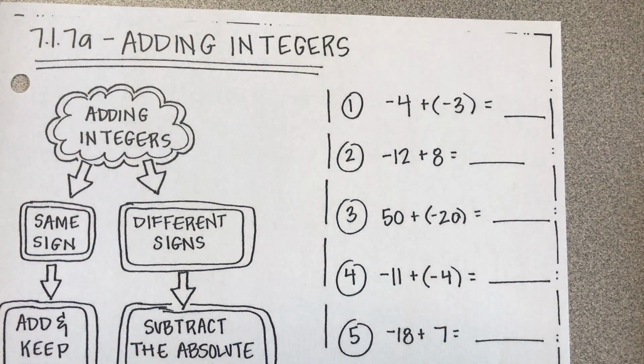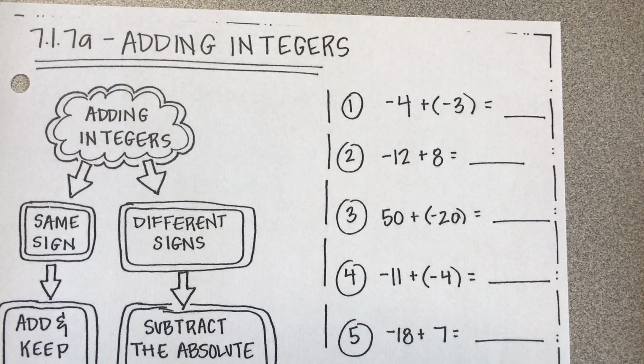Okay, let's talk adding integers. When you are adding integers, they are either going to have the same sign, two positives or two negatives, or they're going to have opposite signs, or different signs. You're going to be adding a positive and a negative, okay? And so there's actually a song, and I'll sing it for you, okay? So turn your volume up, get ready, because this does not happen very often.